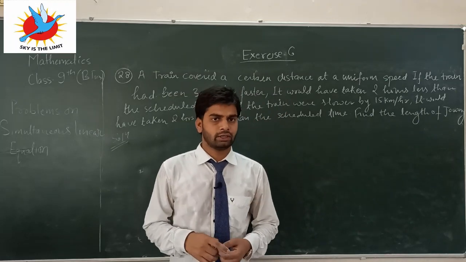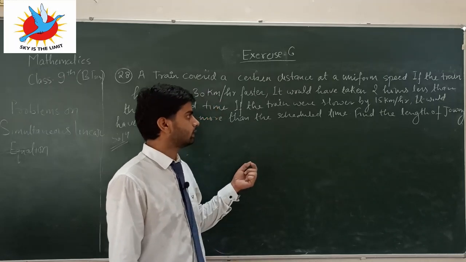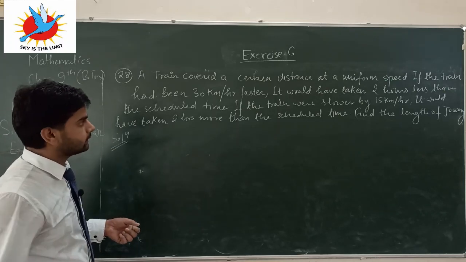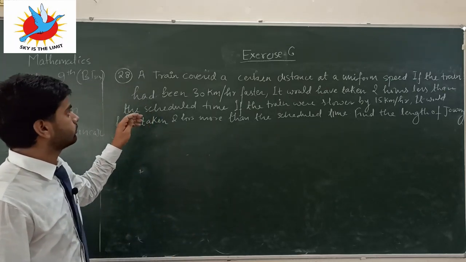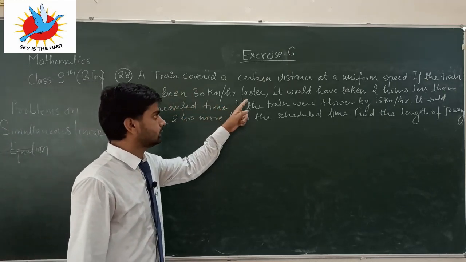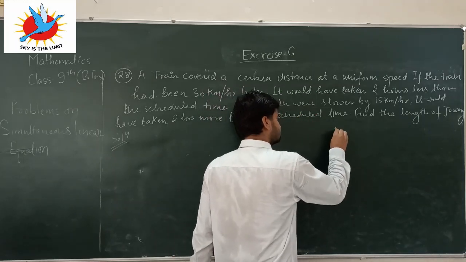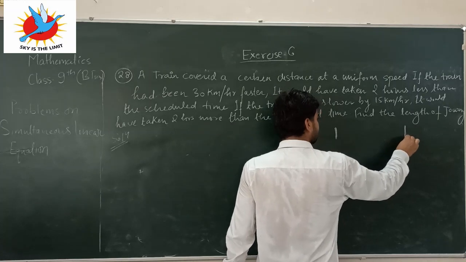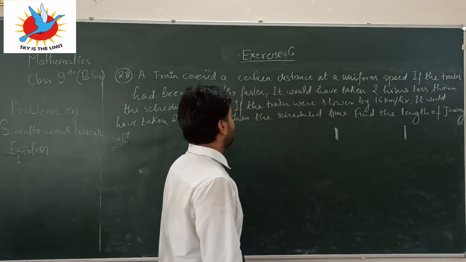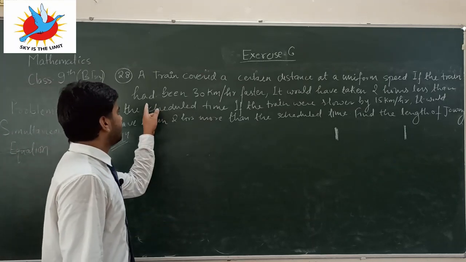Okay, so here we have another type of problem, related to time and distance, that is, a speed and time question. This is the 28th question from exercise 6. The question is: a train covered a certain distance at a uniform speed. A certain distance means the train is running between two particular places, and that distance is constant for this particular question.